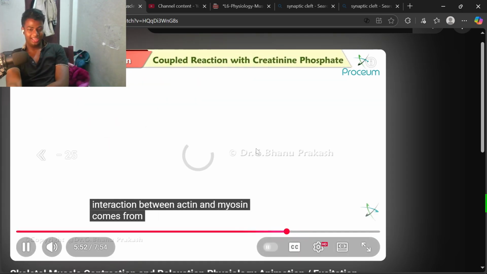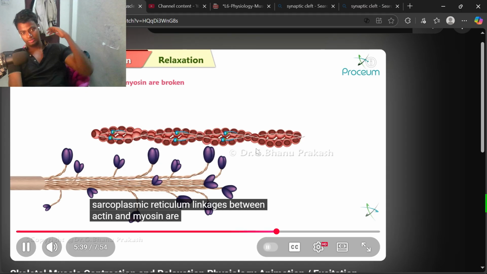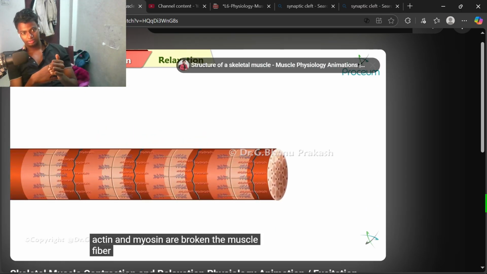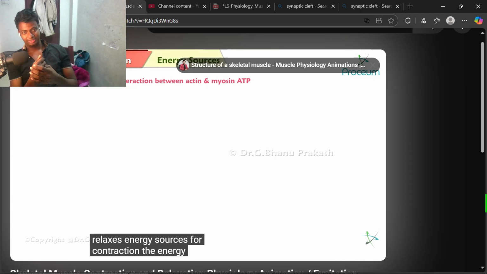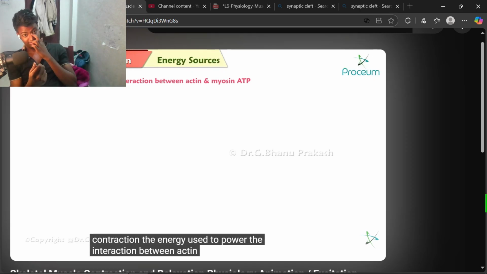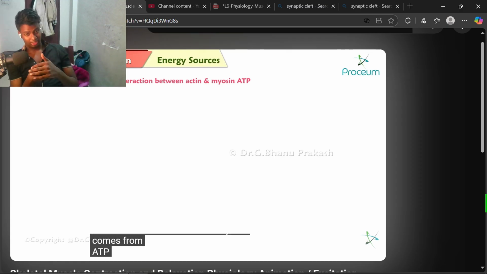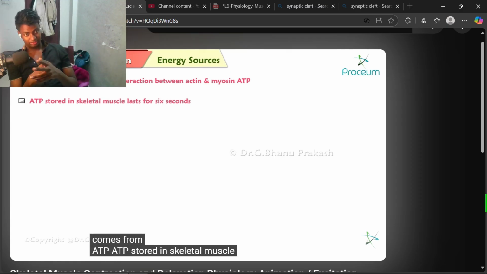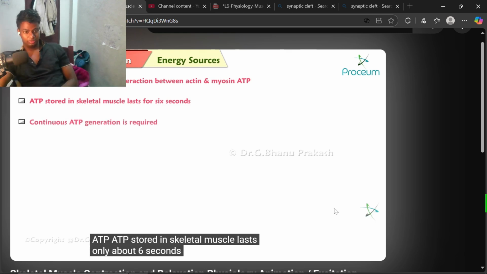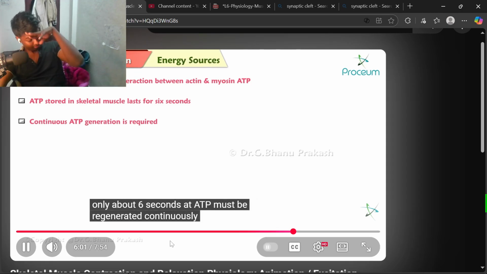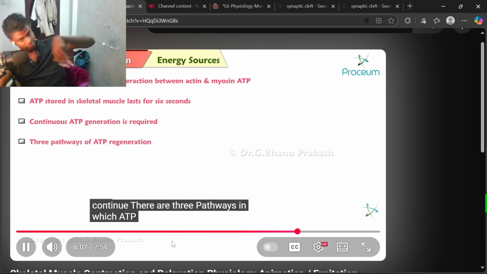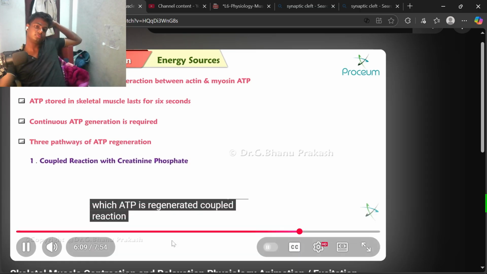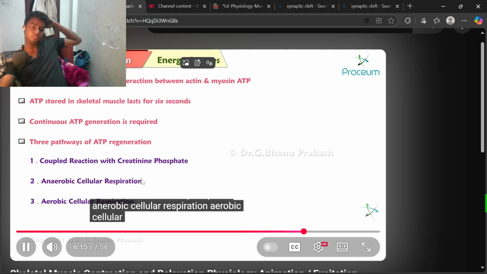Sorry, I was distracted. Energy sources for contraction. The energy used to power the interaction between actin and myosin comes from ATP. ATP stored in skeletal muscle lasts only about 6 seconds. ATP must be regenerated continuously if contraction is to continue. There are 3 pathways in which ATP is regenerated: coupled reaction with creatinine phosphate, anaerobic cellular respiration, and aerobic cellular respiration.